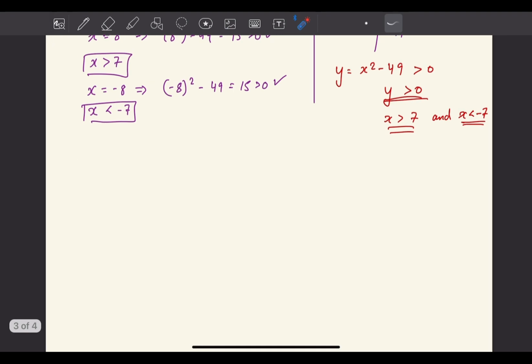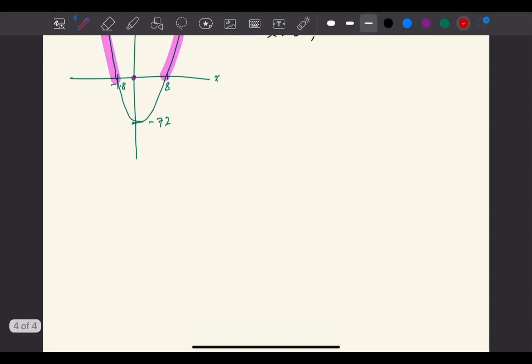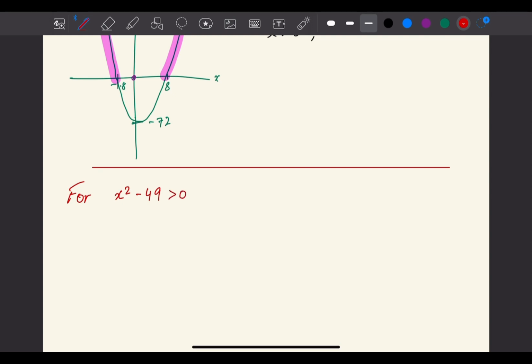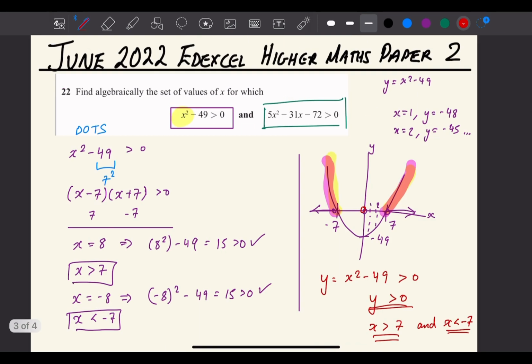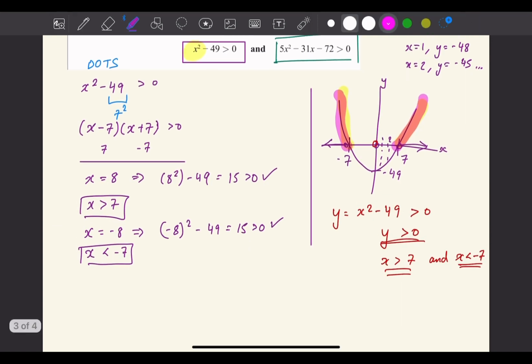So basically what we found in the first equation, for x squared minus 49 to be greater than 0, this means x must be greater than 7 and x must be less than minus 7. Okay, those are our solutions here. Those are our answers.